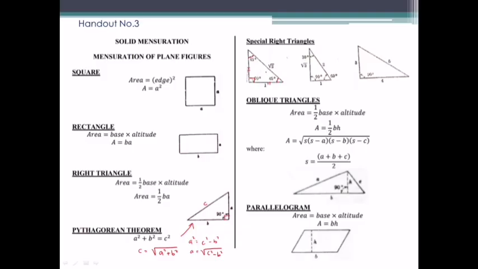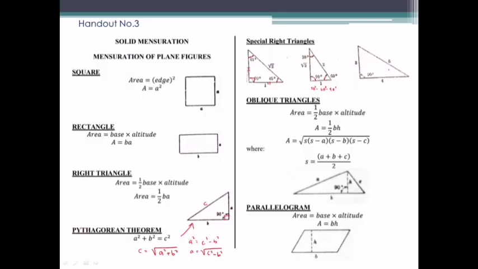Next, we have another special right triangle. We have the 30, 60, 90 degree triangle. As you can see, 30, 60, 90 degrees is the measurement of its angles here. And then the last one, we have the special right triangle 3, 4, 5.